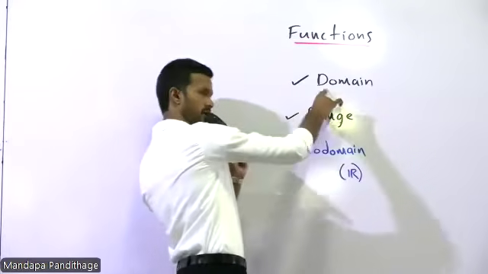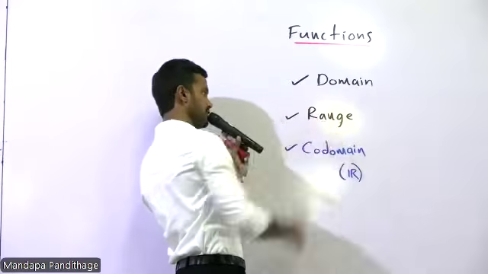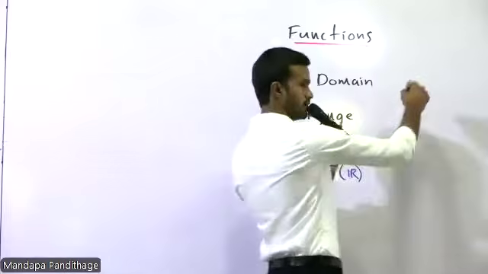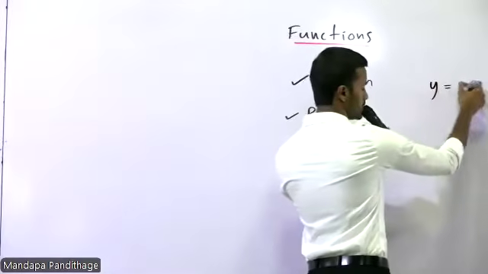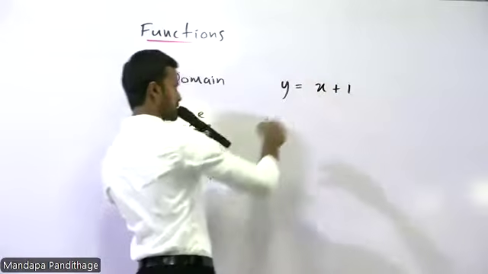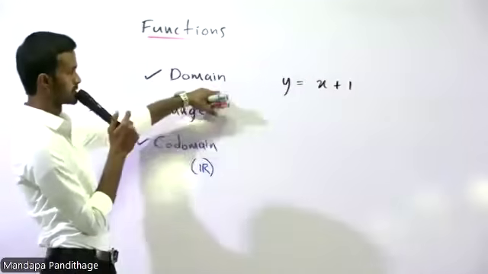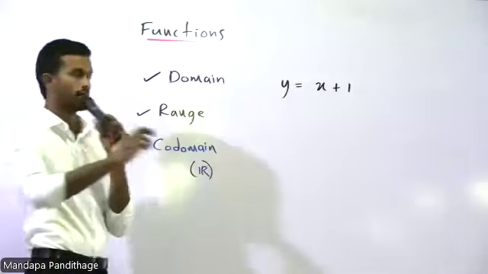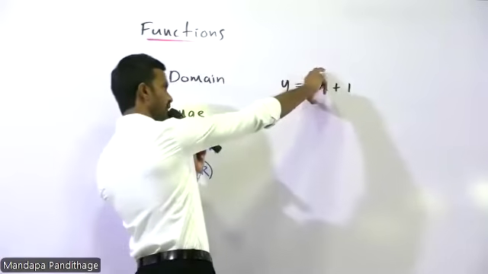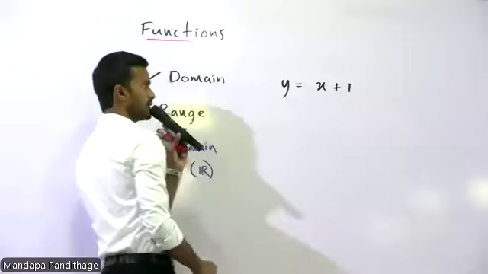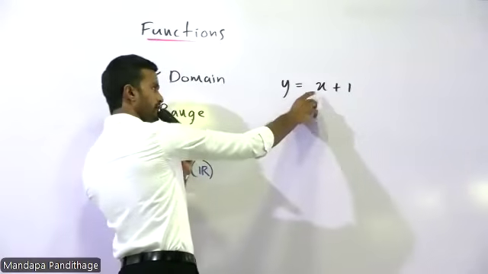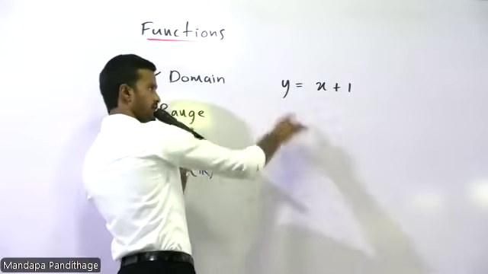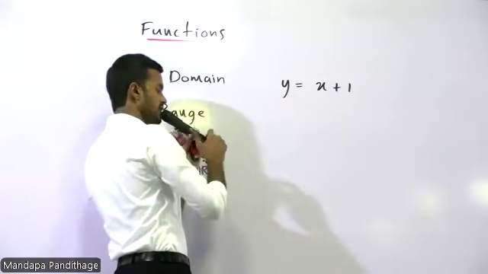Last week we completed the domain entirely and then we even started the range and how to find it. If I explain with this function, y is equal to x plus 1, a simplest function, the domain is the set of values this independent variable x can take. So we have to find the set of x values such that y is real.